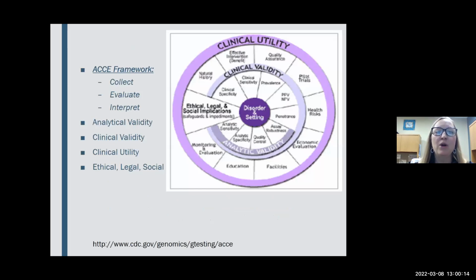The ACCE framework is something that is not just for pharmacogenetics, but any genetic testing. So when we're looking at the four pillars of genetic testing, we want analytic validity. So are the tests being run accurate, sensitive, and specific? Clinical validity, clinical utility, and then the legal and ethical. This is another place to go if you're wondering about other genetics, not just pharmacogenetics.